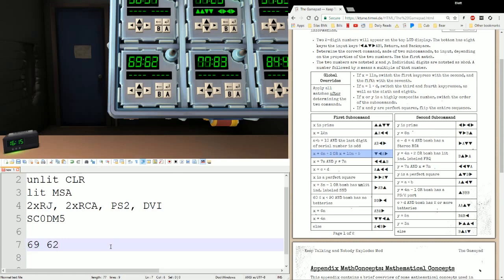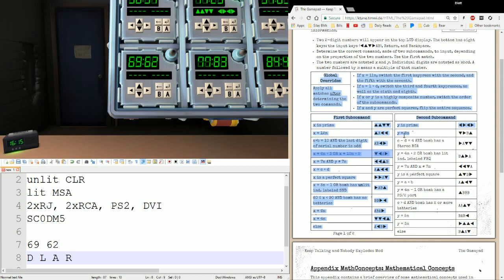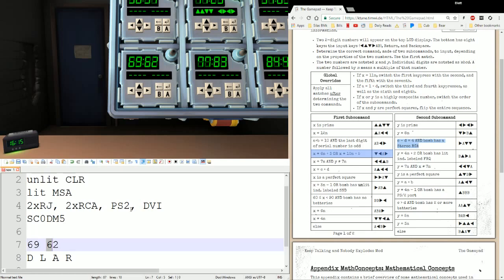So our first subcommand, we'll actually jot down this time, is down, left, A, right. I like to just put the letters because I do this on paper, not the computer. I can't highlight. Let's look at our second subcommand. Y is prime? 62, nope, 2 times 31. Y equals 8n. Y is a multiple of 8. 8, 16, 24, 32, 40, 48, 56, 64. No. C minus D is 4. Actually, that's true. 6 minus 2 is 4.